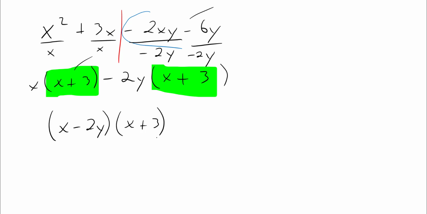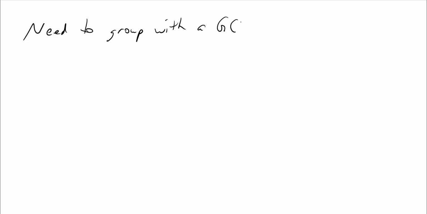All right, so let's talk a little bit about ordering some of these together. Okay, so first of all, we said you need to split it in half, but sometimes it's not ordered correctly. So what you need to do is you need to group. That's why they call this grouping. You need to group with a greatest common factor for each pair.